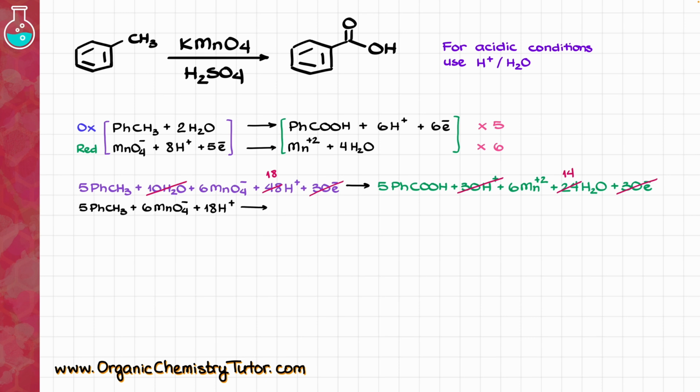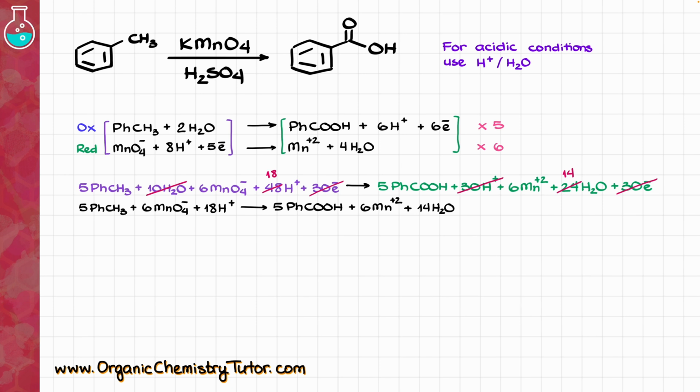So cleaning up my reactant side, I will end up with 5 equivalents of toluene, 6 equivalents of permanganate, 18 protons, giving me 5 equivalents of the benzoic acid, 6 manganese ions, and 14 equivalents of water. And since I know that I am doing this reaction in the presence of the sulfuric acid, I am going to be using the sulfate ion to balance out my ions, to make sure that I don't have just ions floating around and I have the actual physical molecules there.